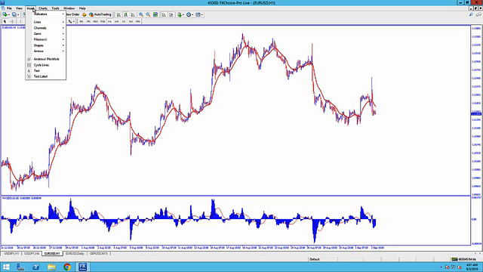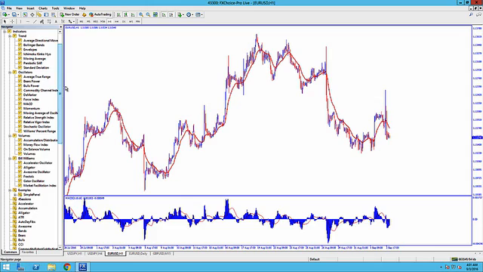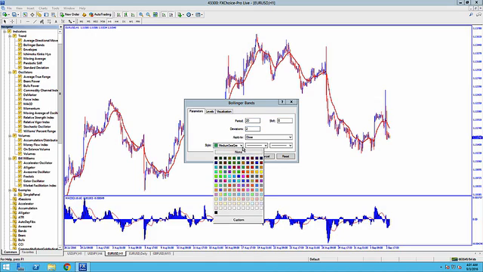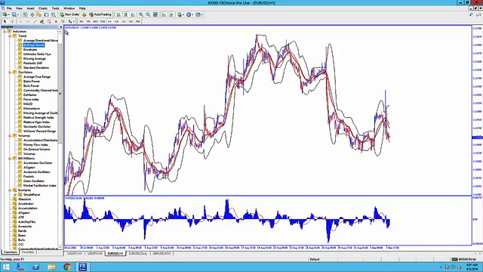So we're going to insert, sorry, view, navigator. We're going to look at trend and Bollinger Band. We're going to slide this over. And as we see here, Bollinger Band standard is 20 period. Standard deviations are 2. We're going to change this to black. So we're going to show you a few things that most people don't use.